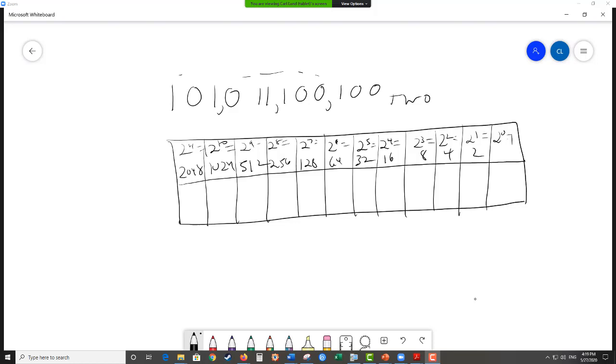And so what this tells me is I have one group of 2048, 0 of 1024, 1 of 512, 0 of 256, 1 of 128, 1 of 64, 1 of 32, 0 of 16, 0 of 8, 1 of 4, 0 of 2, and 0 of 1.